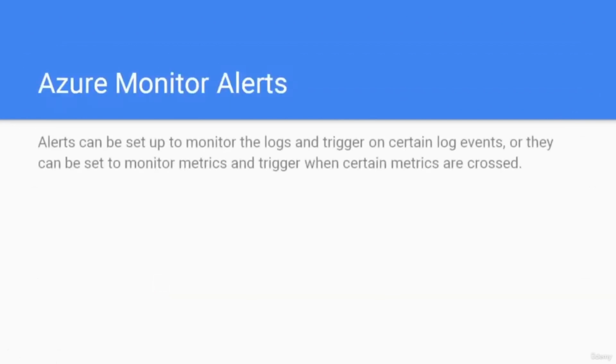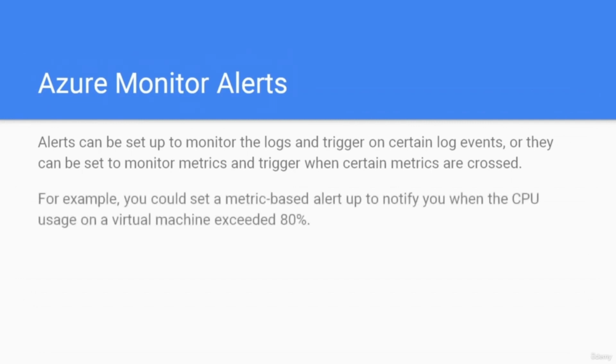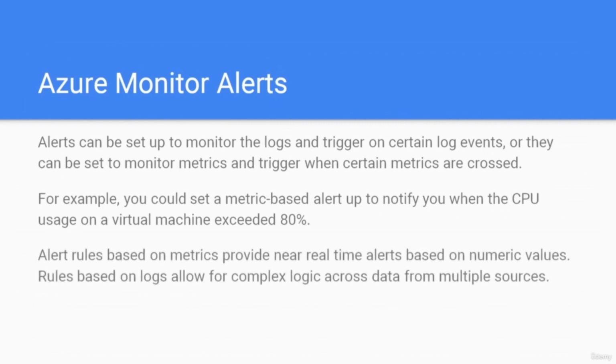So alerts can be set up to monitor the logs and trigger on certain log events, or they can be set to monitor metrics and trigger when certain metrics are crossed. For example, you could set a metric-based alert up to notify you when the CPU usage on a virtual machine exceeds 80%. Alert rules based on metrics provide near real-time alerts based on numeric values. Rules based on logs allow for complex logic across data from multiple sources, and so on.